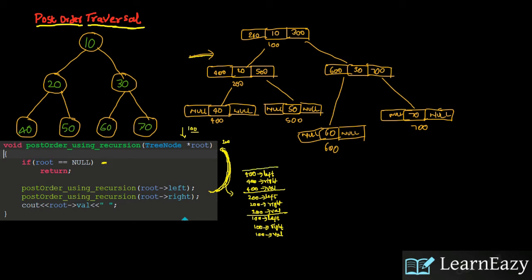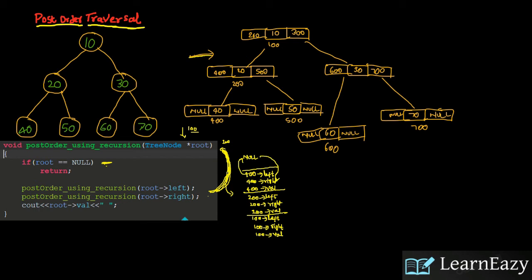Here 400 left, again pass it to this function. Then 400 left, nothing but null. Then null double equals to null. So yeah, it returned back to here.